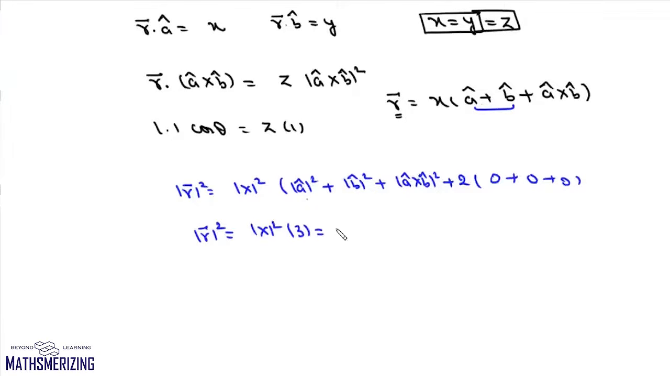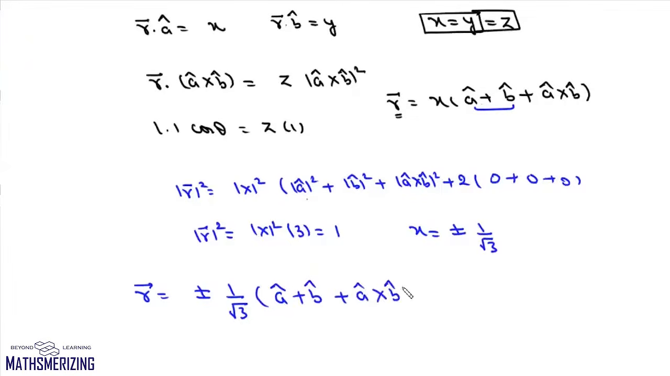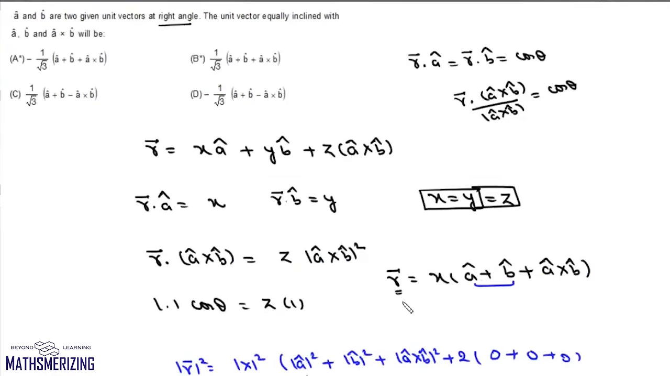And since R is a unit vector, from here we get the condition that the value of X is plus or minus 1 by root 3. So the vector which is equally inclined to A, B and A cross B will be given by plus minus 1 by root 3 times A cap plus B cap plus A cap cross B cap. So the correct options are options A and B.